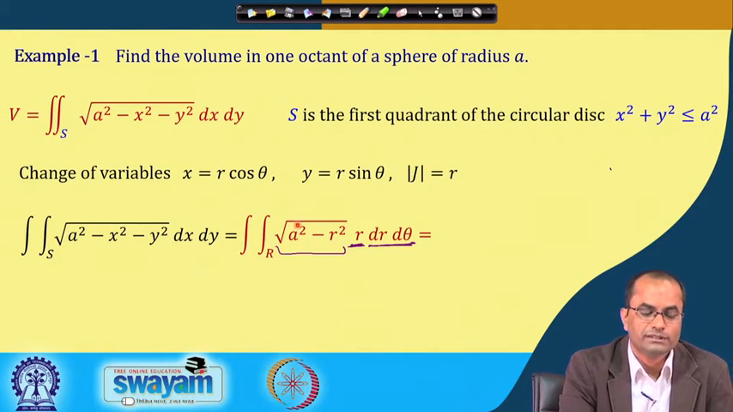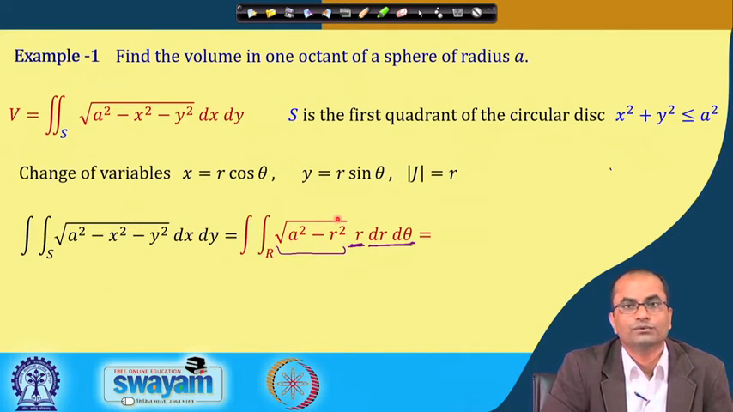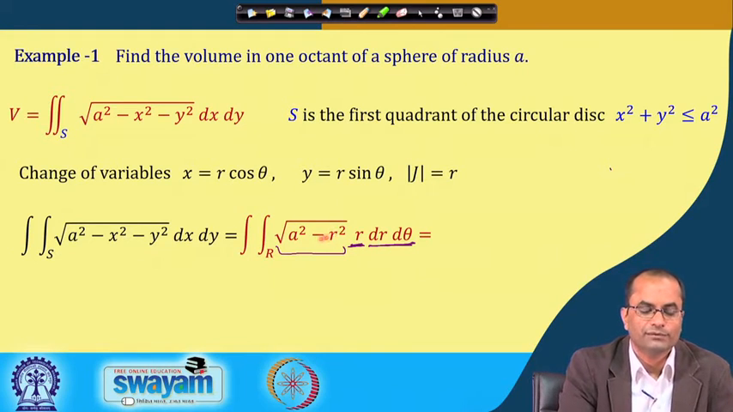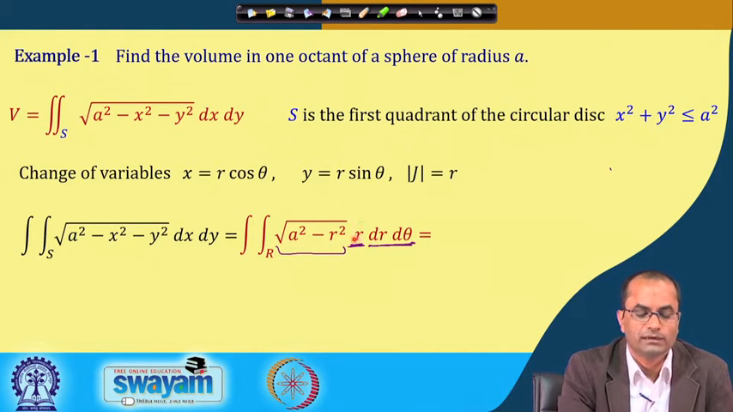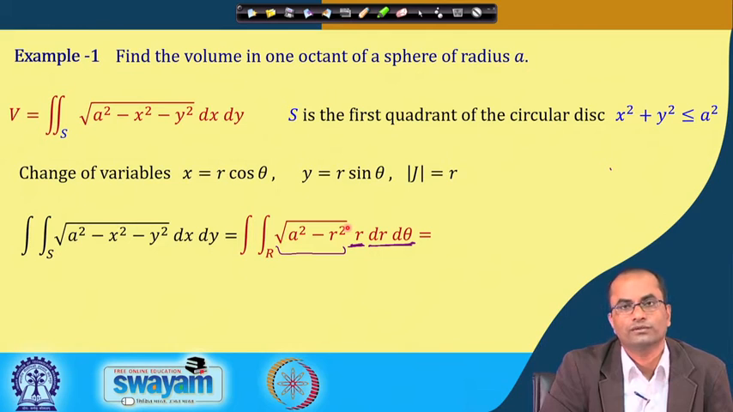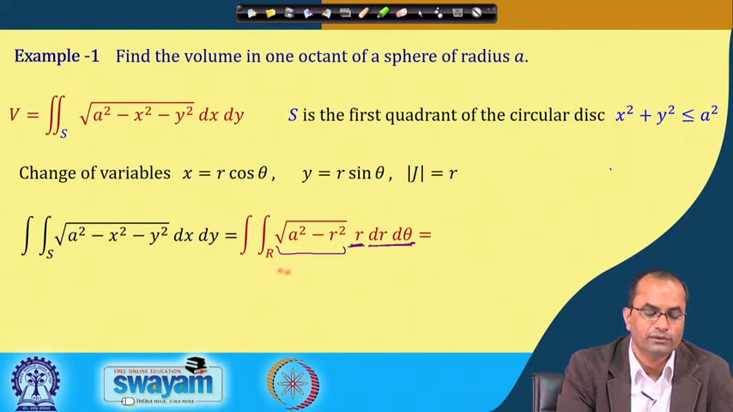Now, the evaluation is much simpler because this r is sitting here, which if we substitute a square minus r square as some new variable t, then we will get precisely this r dr we can convert. We can easily evaluate the inner one.